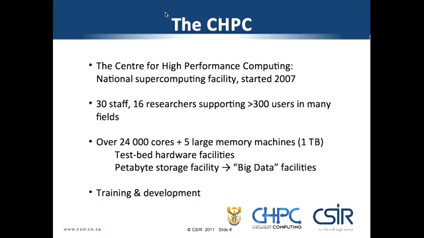researchers supporting about 300 users around the country. Okay, so this is the place for researchers who need big computing to come to. In our new facility, there are over 24,000 cores. We have 5 large memory machines, some test-bed hardware stuff, some so-called big data facilities, big storage facilities, and it's ranked 121 in the top 500, if that's the kind of thing you care about. And we spent quite a bit of time on sort of training and development.